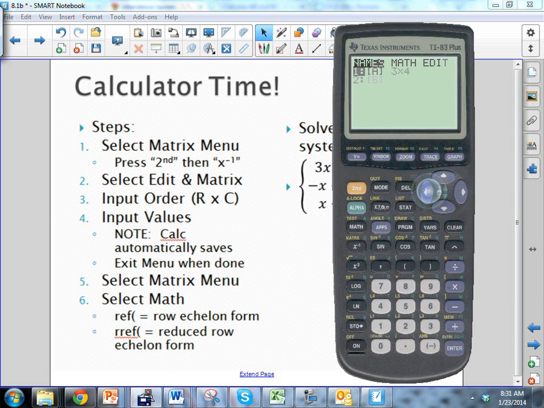Now, if we're going to use our calculator, we might as well do reduced row echelon form so we don't have to do all the work. So if we go to math and we go down to RREF, reduced row echelon form, and call up our matrix A, bam, there it is.